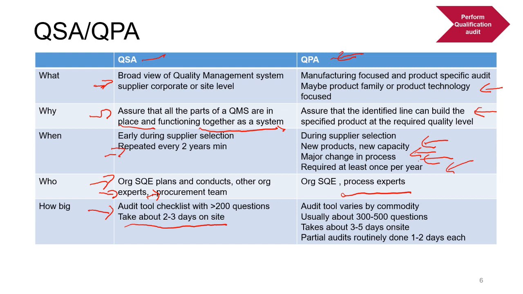The audit tools can vary by commodities. There could be a checklist developed with different types of commodities, such as mechanical commodities or printed circuit board assembly. Usually, it has quite a lot of questions with very detailed questions in each and every process. What are the areas to control? And it takes about 3 to 5 days on site.